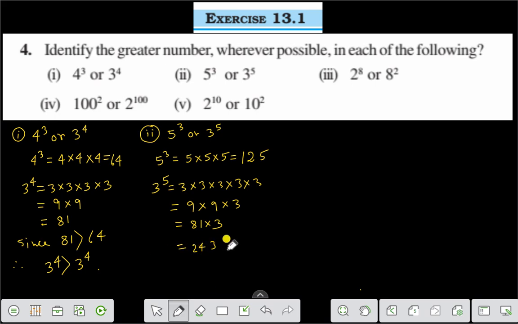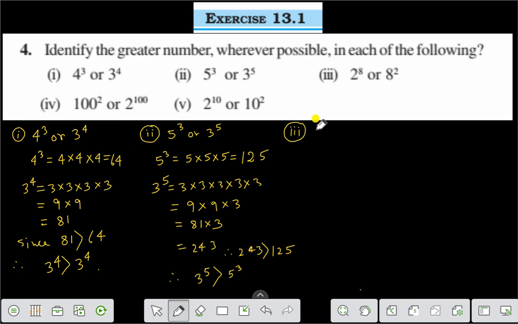Since 243 is greater than 125, therefore you can say that 3 to the power 5 is greater than 5 to the power 3. Now question number 3.